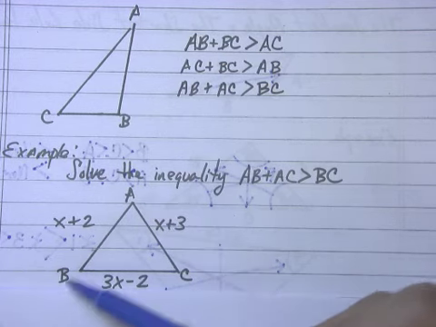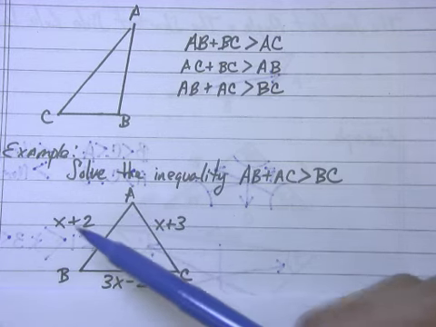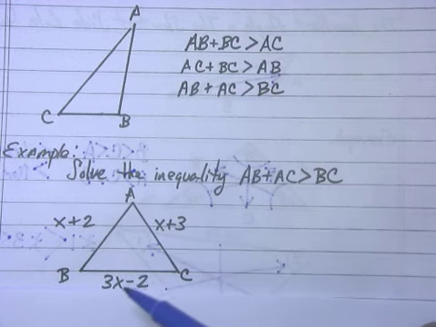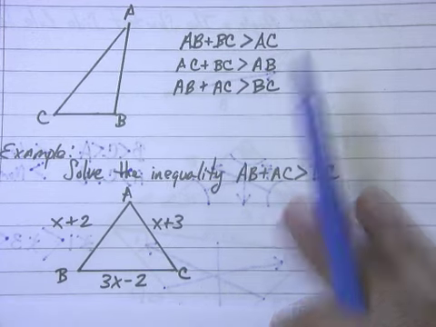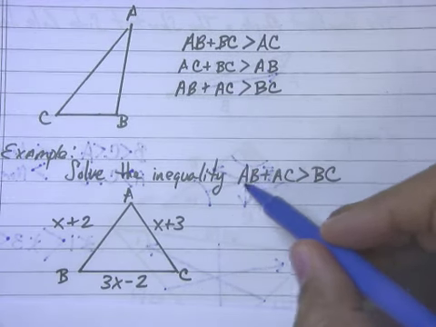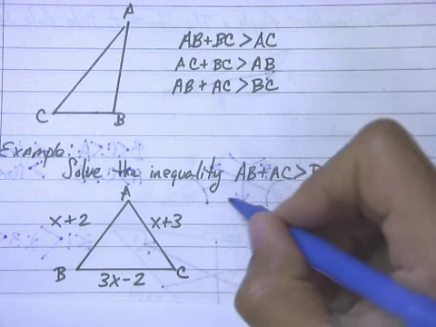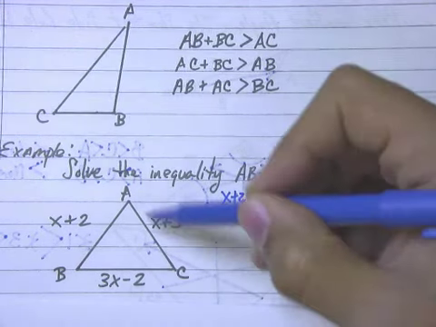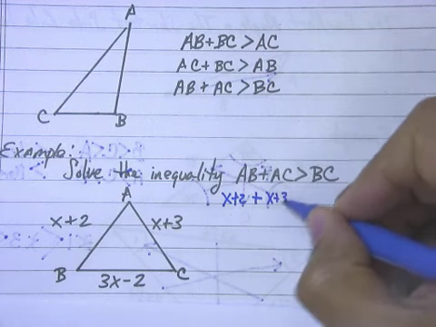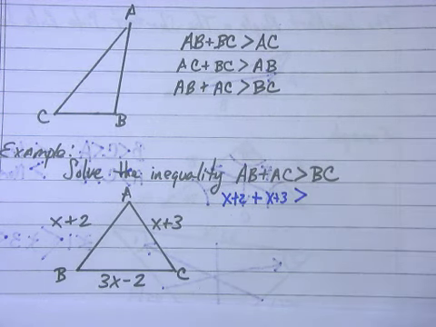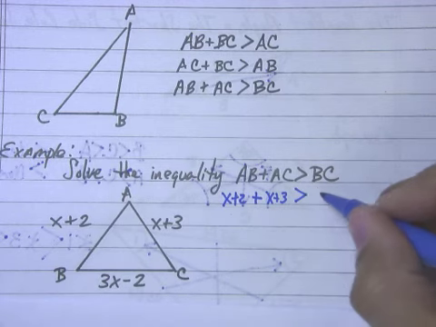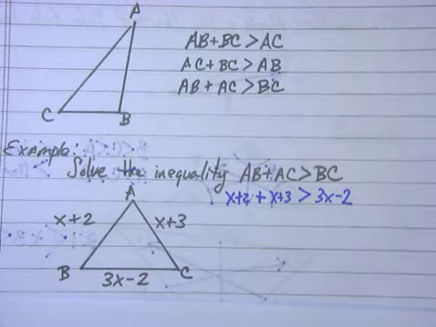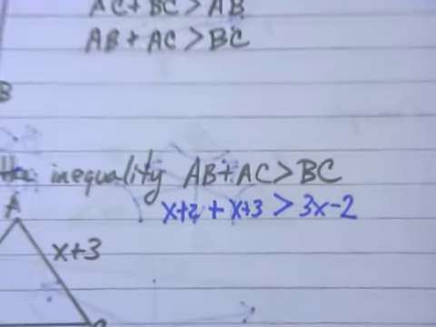In this question here, they ask us to solve the inequality of AB plus AC is greater than BC. Here I have my triangle ABC. Side AB is x plus 2. Side AC is x plus 3. And side BC is 3x minus 2. Let's solve this inequality. Well, AB is x plus 2 plus AC is x plus 3, and we're saying that that's greater than BC, which is 3x minus 2.